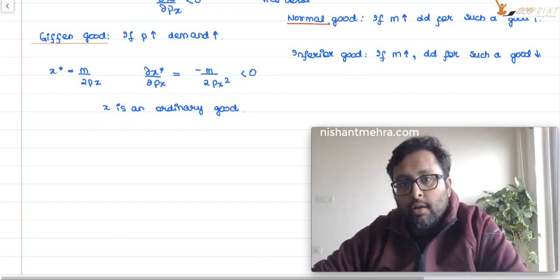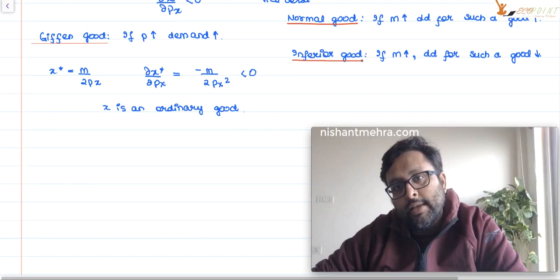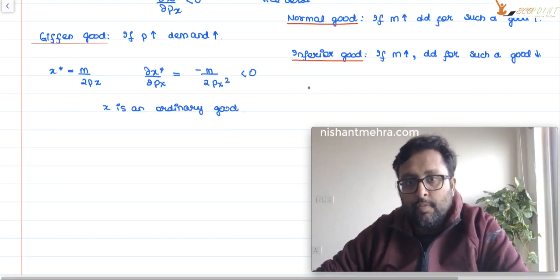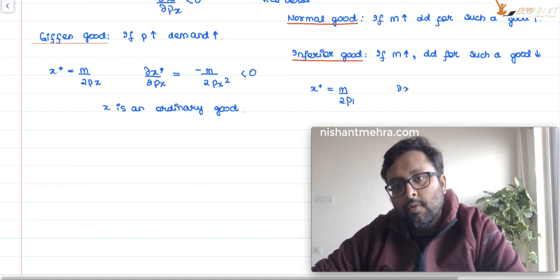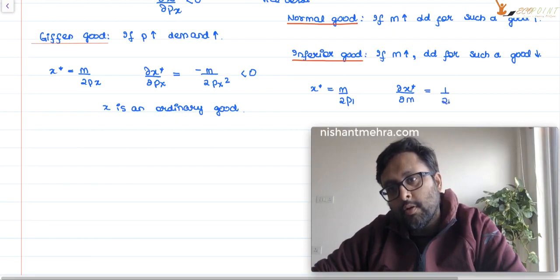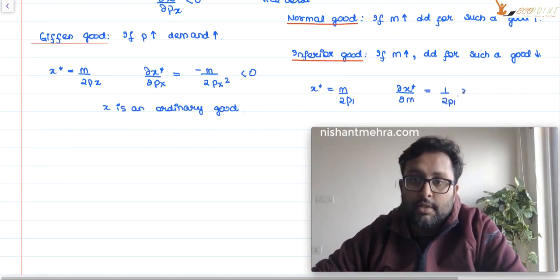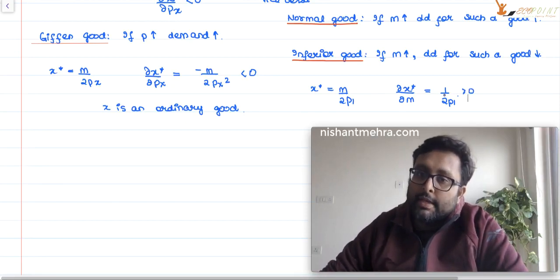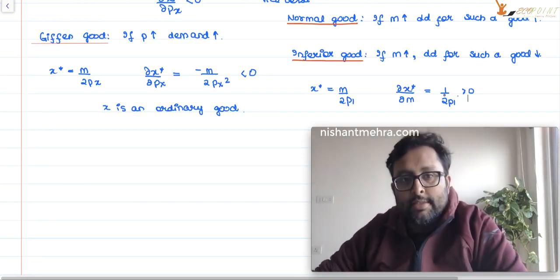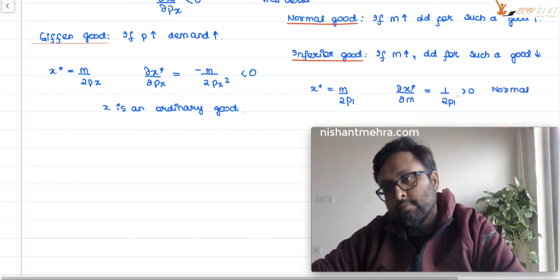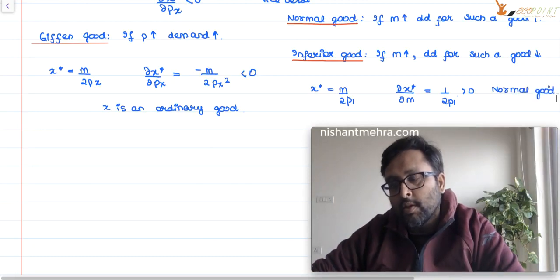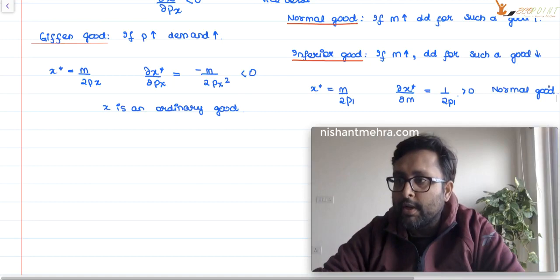Well, let us just check whether we have x as being the normal good or an inferior good. So we already have x star as m by 2p1. So del x star by del m is going to be what? 1 upon 2p1, which is greater than 0. So as your income is increasing, demand for such a good is increasing. Hence, x is the normal good, right?